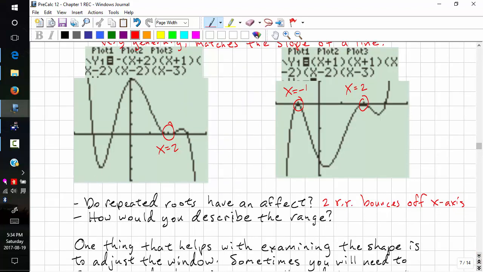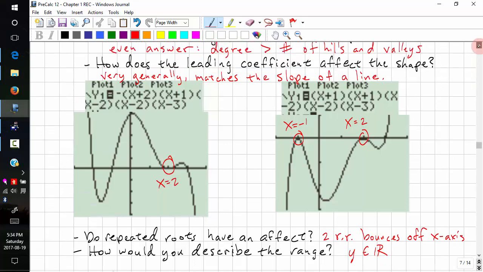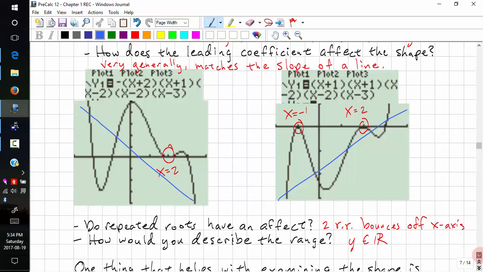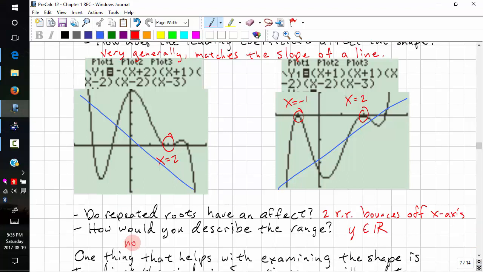And how would you describe the range? Well, it's all reals, okay? Because if a line has a slope, the range is all reals. So there is no global min or max.